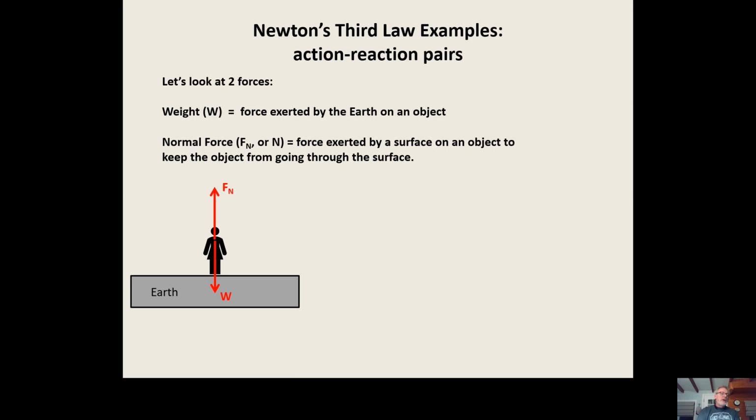What forces are acting on the woman? You've got the weight. Weight is, by the way, the force that is exerted by the earth on, in this case, the woman, which would be downwards. The normal force is the force exerted by the surface, which in this case happens to be the earth. The normal force is the force exerted by a surface on the object to keep the object from going through the surface.